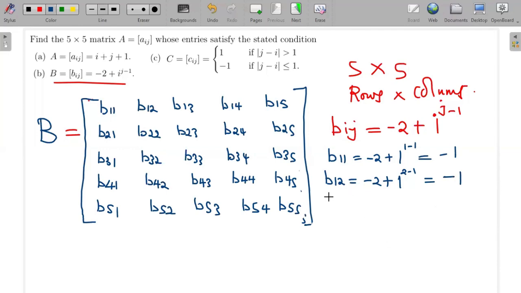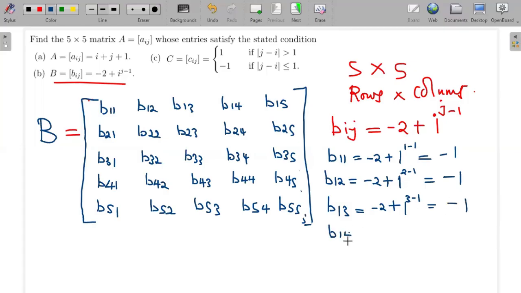Okay, the next one is B13, which will just be equal to minus 2 plus, the i is still 1, and then the j is 3 minus 1. So this will be equal to, this guy here, 1 to the power 2, because 3 minus 1 is 2. 1 to the power 2 is still 1. So this will still be minus 1.